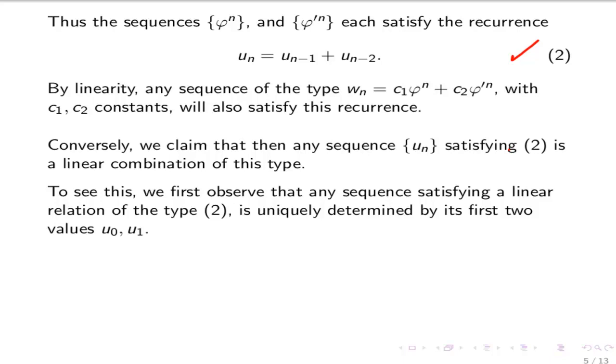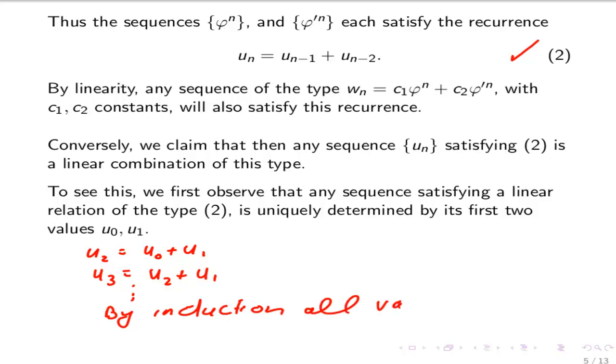Okay, so to see this, how do we do it? We first observe that any sequence satisfying 2 is uniquely determined by its first two values. Okay, now why is that? Well, once you know U0 and U1, it follows that U2 is that sum. So U2 is determined. And then it follows that U3 is U2 plus U1. And since U2 is already determined, U3 is determined. And so by induction, all values U_n are uniquely determined.